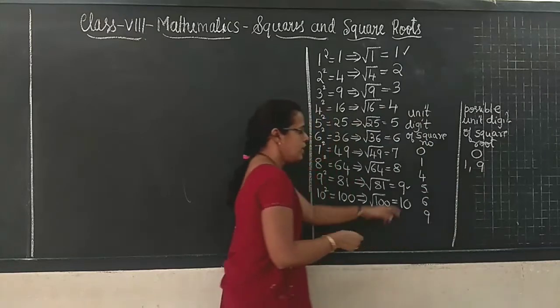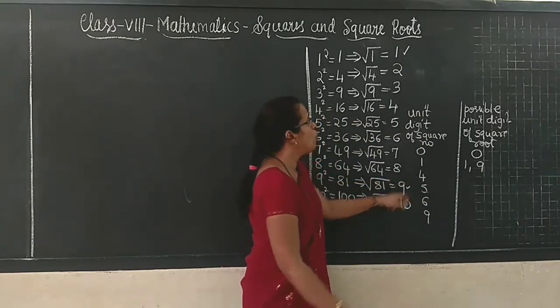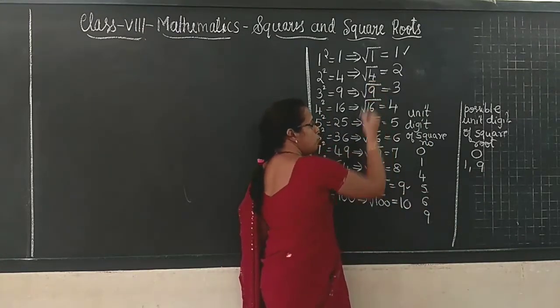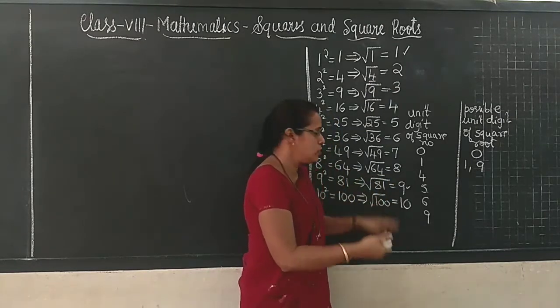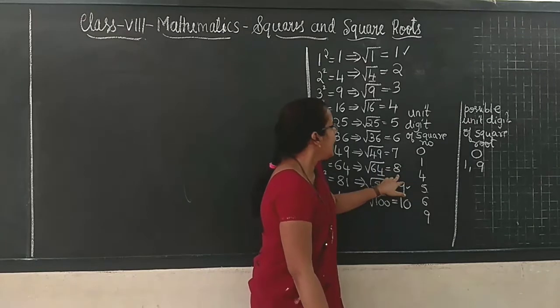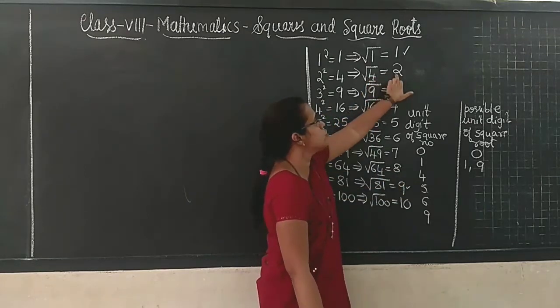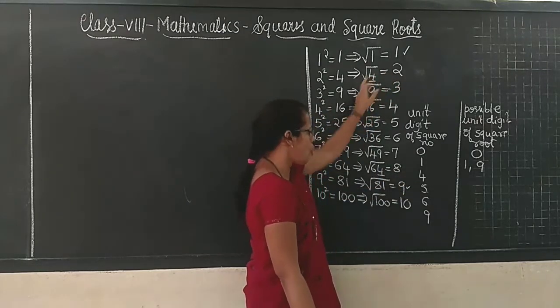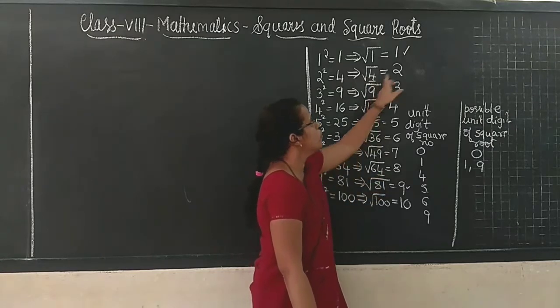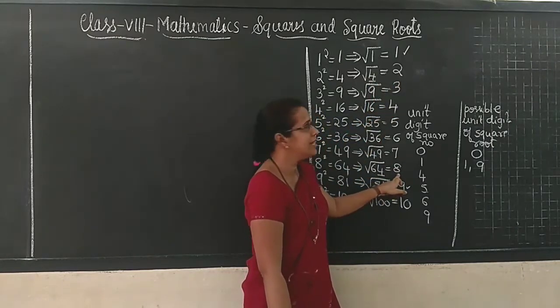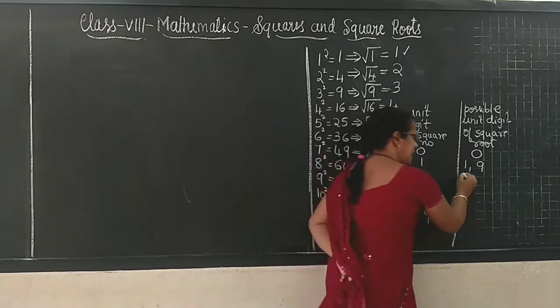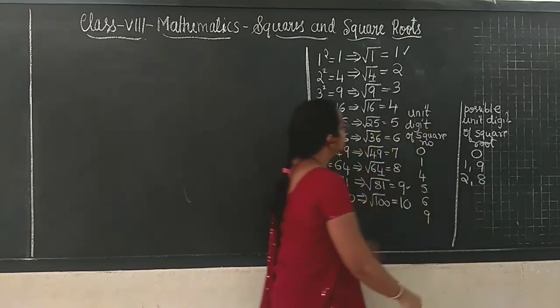So can I write here, a square number ends with 1 means the square root ends with 1 or 9. Then a number ending with 4. A number ending with 4 means here also another 4 is there. What is the square root number? 8 here. The square root of 4 is 2 here. So any number ending with 4 in the unit digit, the square root ends with 2 or 8. Can you make out here, 2 and 8? Can I write here 2 and 8?